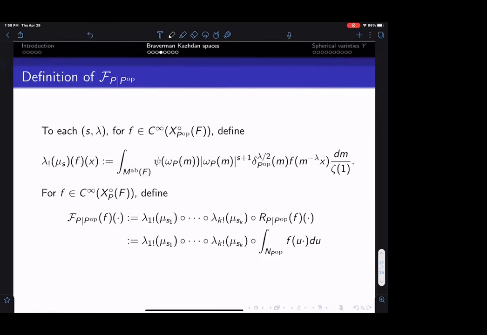Now to each pair of these numbers, we define a linear operator on functions on XP opposite by this integral. We say this integral is well-defined if it converges either absolutely or with some regularization. Braverman and Kazhdan define their Fourier transform by taking the Radon transform of functions and then composing these operators for each lambda_i in a random way. It's not hard to see that this is the reason why they can only define it on a dense subspace of compactly supported smooth functions, because there would be convergence issues in their definition.